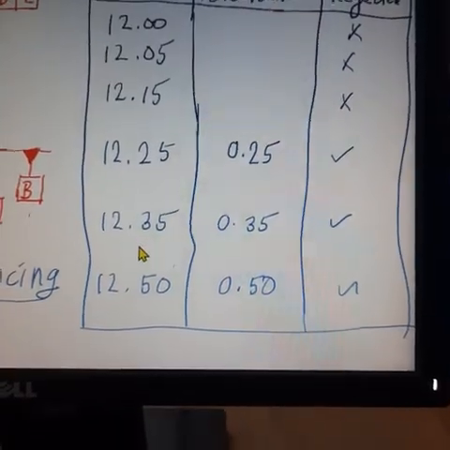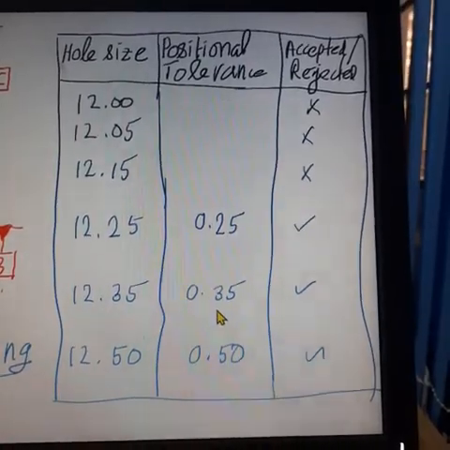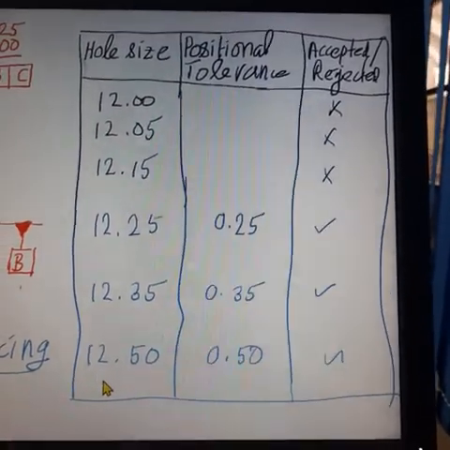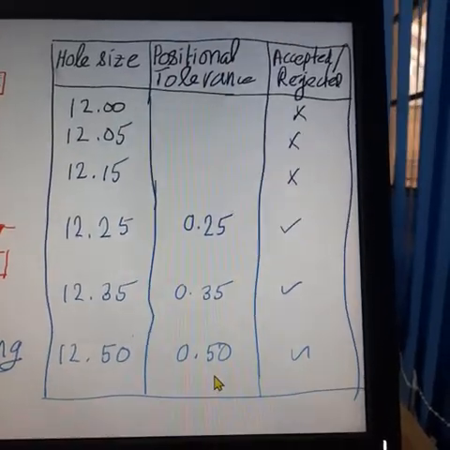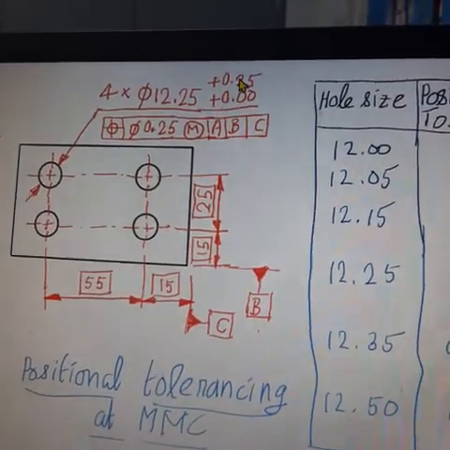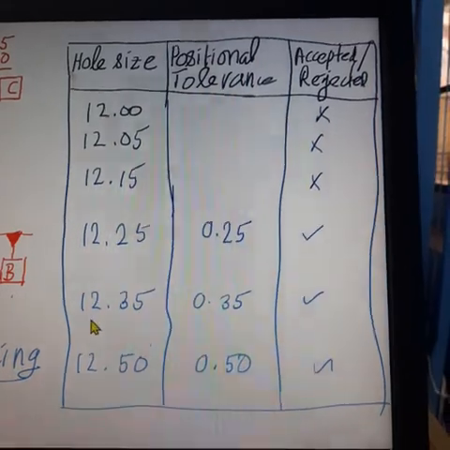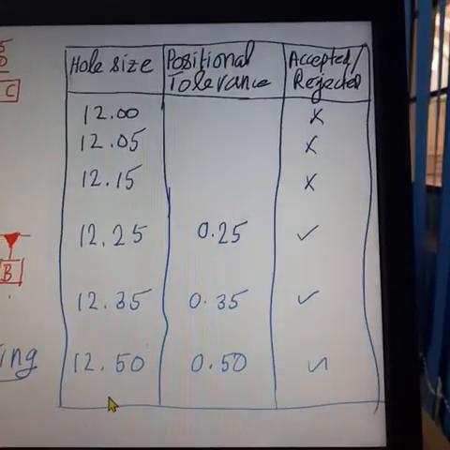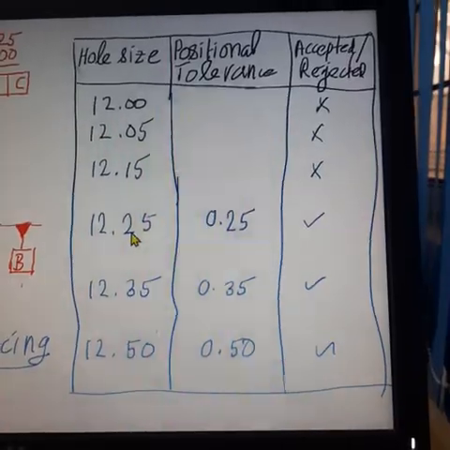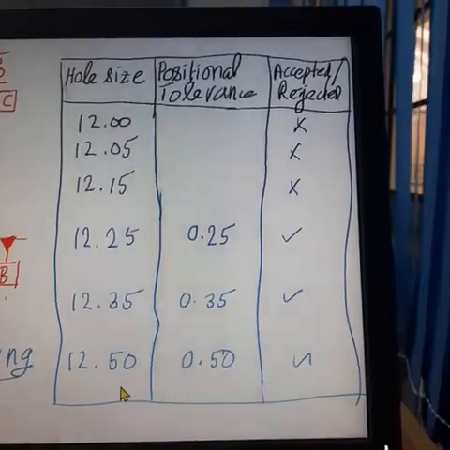When the hole is measuring 12.35, the applicable value of position tolerance is 0.35. When the hole is measuring 12.5, the applicable value is 0.5. As long as these holes are finished between the lower limit of 12.25 and the upper limit of 12.5, the component can be acceptable. That is what is shown here. Hole sizes of 12.25, 12.35 and 12.5 are accepted, and any hole in between 12.25 and 12.5 is also acceptable.